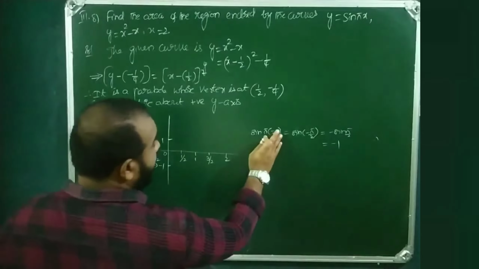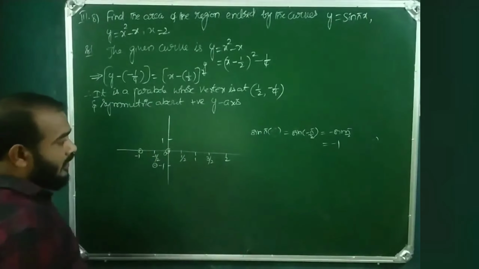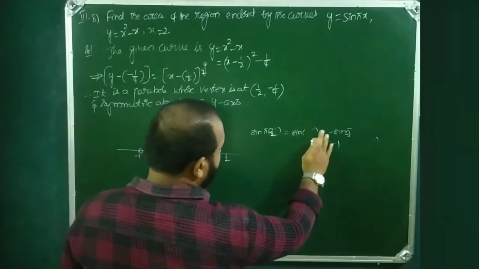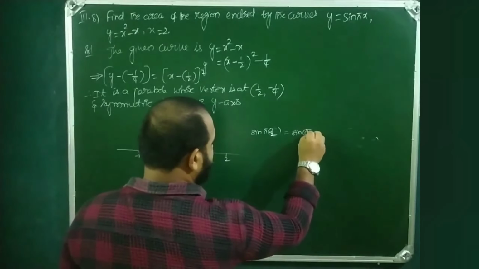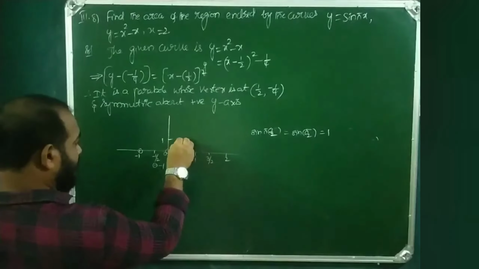Next, sine pi into 0. Sine pi into 0 is sine 0, which is 0. Next, sine pi into 1 by 2, sine pi by 2. Sine 90 value is 1. So it will be 1 here.